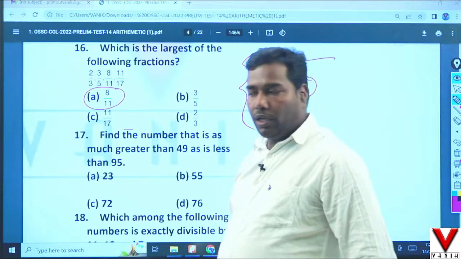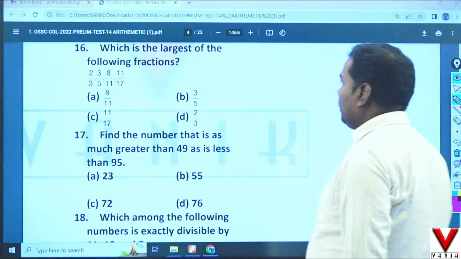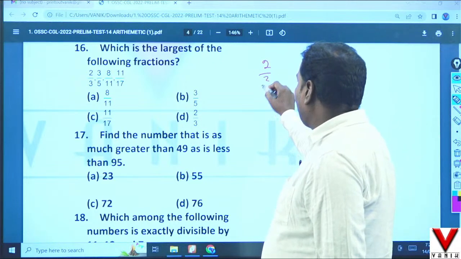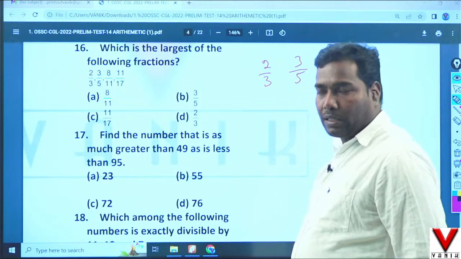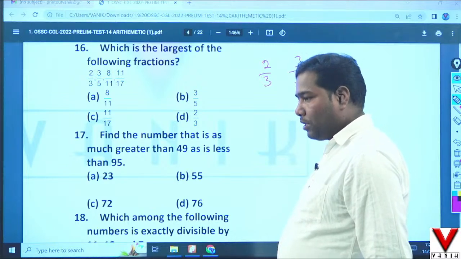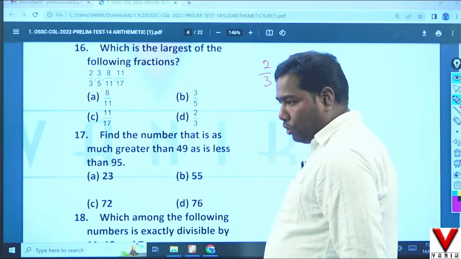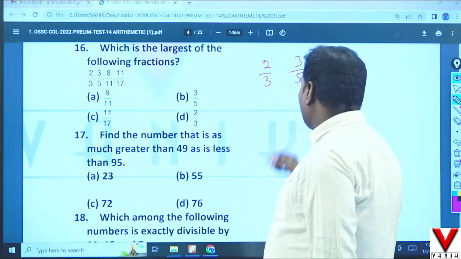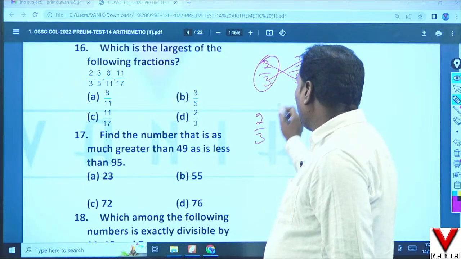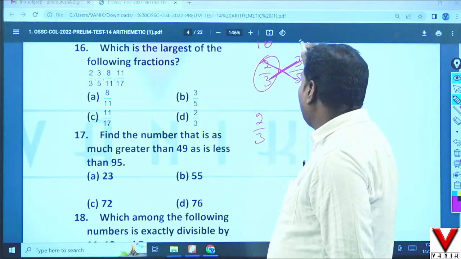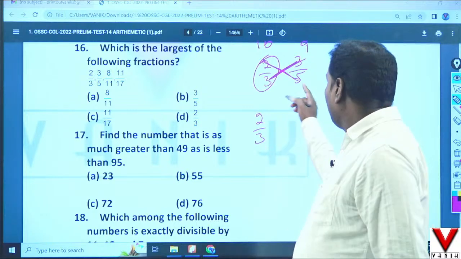In another way, you can check which is the largest. I can write 2 by 3 and 3 by 5. Which is the greater fraction between these two? Cross multiply: 5 times 2 is 10, 3 times 3 is 9. So 10 is more than 9, therefore 2 by 3 is greater than 3 by 5.